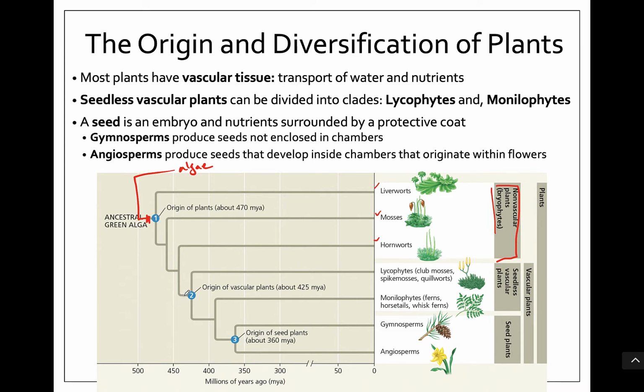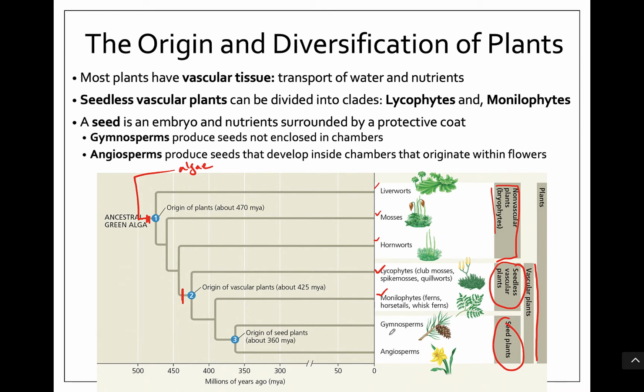Eventually vascular tissue did develop, so we can see the development of vascular tissue. So all of these branches make up the group called vascular plants, which is a monophyletic clade. And we're typically going to break this into two groups: those that do have seeds and those that do not have seeds. So the second group we'll look at is the seedless vascular plants, which is made up of two clades, the Lycophytes and the Monilophytes. And then eventually we will look at the seed plants.